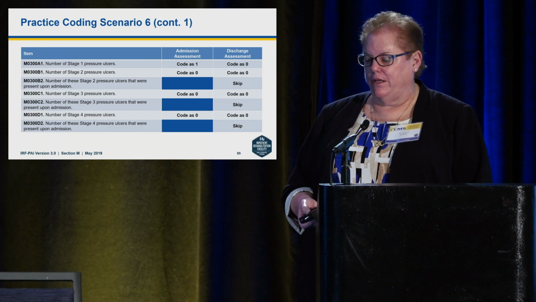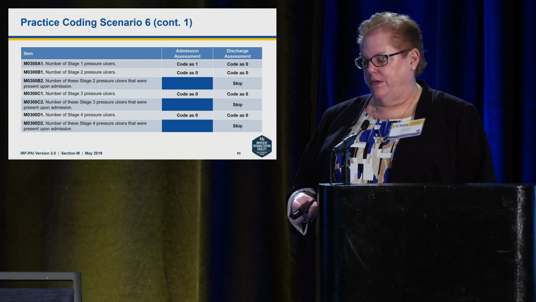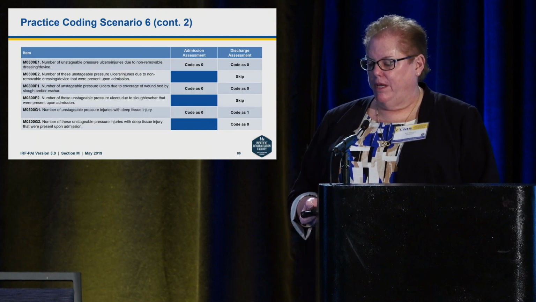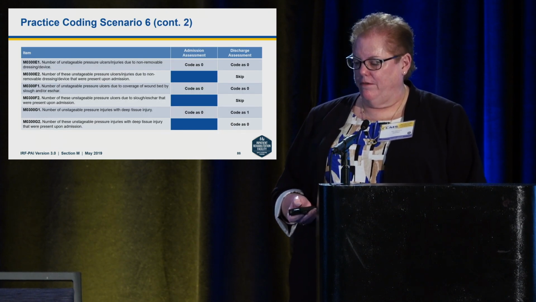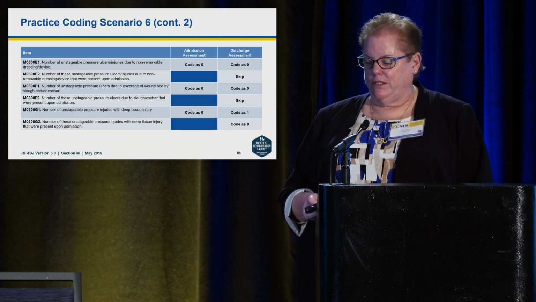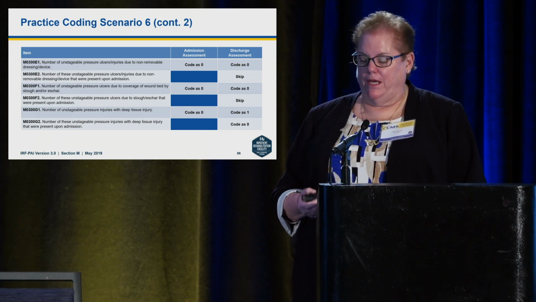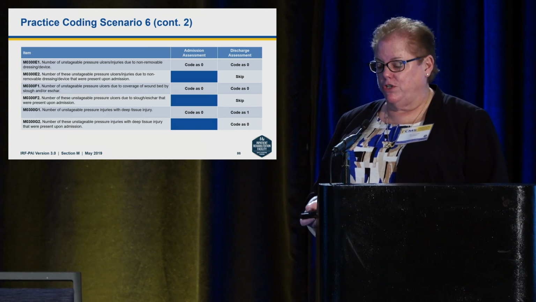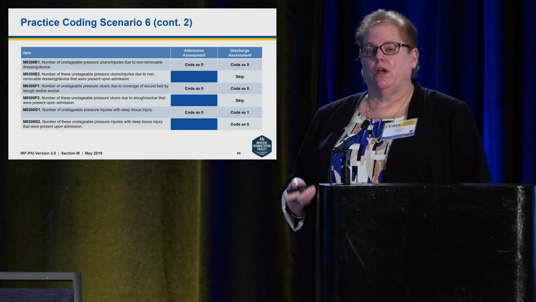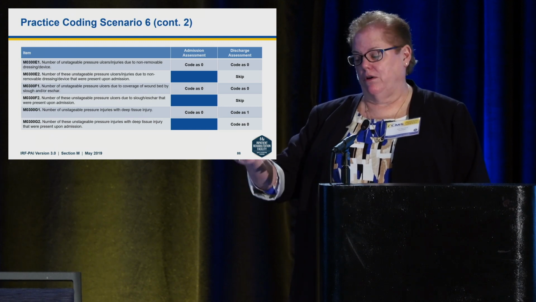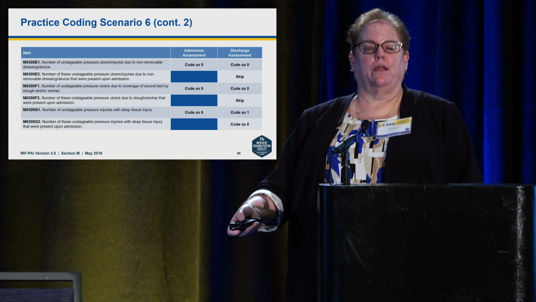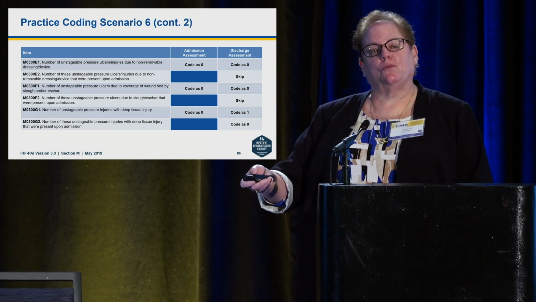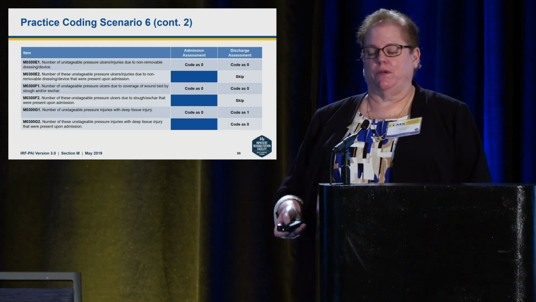You had a stage 1 pressure ulcer here on admission. Everything else is coded as a 0 or a skip. And then we get to the point of M0300E1 is 0, E2 is a skip, and then M0300F1 is 0, F2 is a skip. Then we get down to M0300G1, which is the unstageable pressure ulcers. On admission, we didn't have any, so it's a 0. On discharge, we have 1. And then it's saying of that 1, deep tissue injuries, how many of those were present upon admission? We're saying 0.